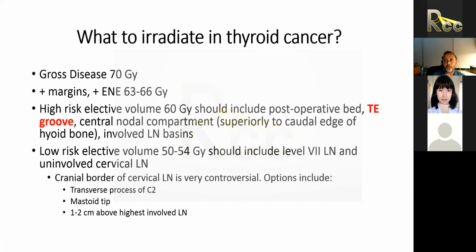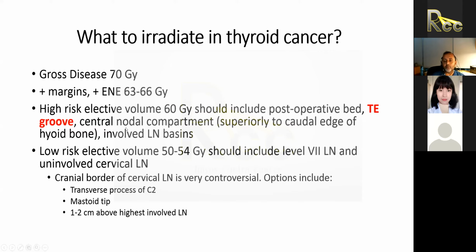And so what do you irradiate in thyroid cancer? Just like the decision to treat thyroid cancer, I think the areas of irradiation in thyroid cancer are also somewhat controversial. Things that we all can agree upon is that if you have gross disease, you're going to go to 70 gray. The areas of positive margins and extranodal extension, you're going to treat to 63 to 66 gray.